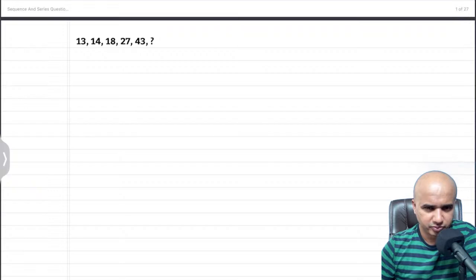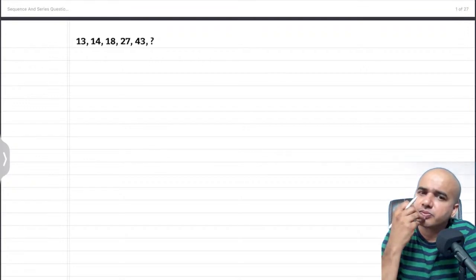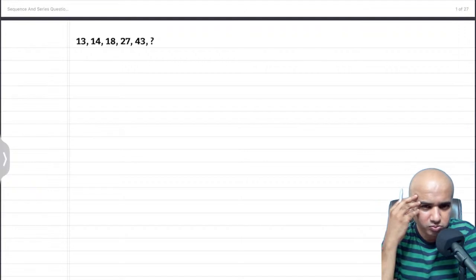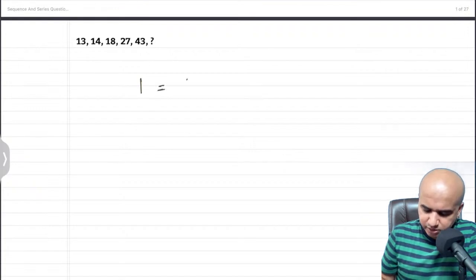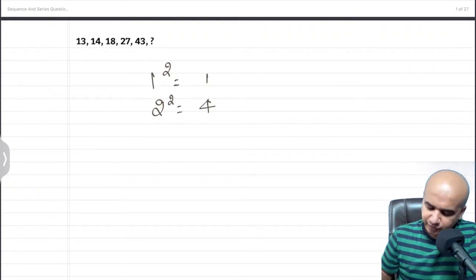Okay, let's see what exactly it is. Now how do I get 13? If I add 1, let's say 1 equals 1 squared, or the other way around. Let me start with 1 squared, 1. Then 2 squared would be 4. 3 squared would be 9.